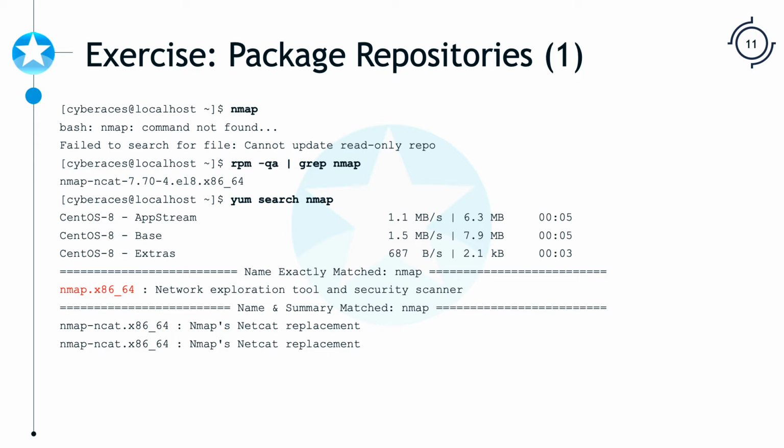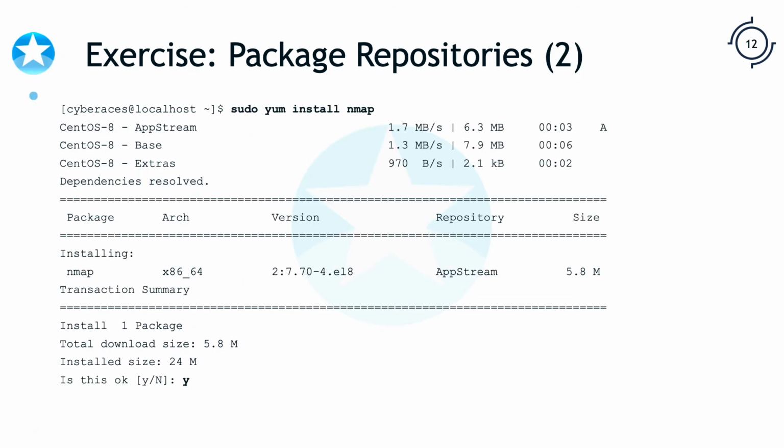So the nmap ncat you see here is actually netcat, not full-on nmap. Now let's perform a search for nmap. So we'll use yum search nmap, and we can see under the name exactly matched, we do indeed see nmap. Now let's install nmap. We're going to run sudo yum install nmap.